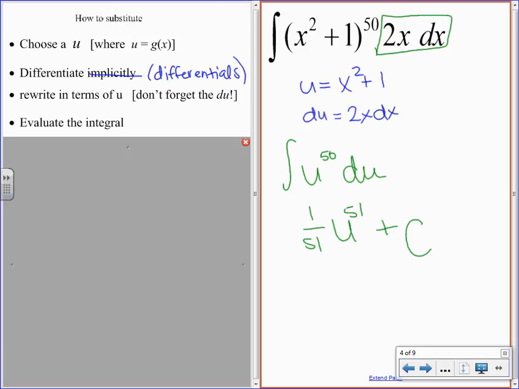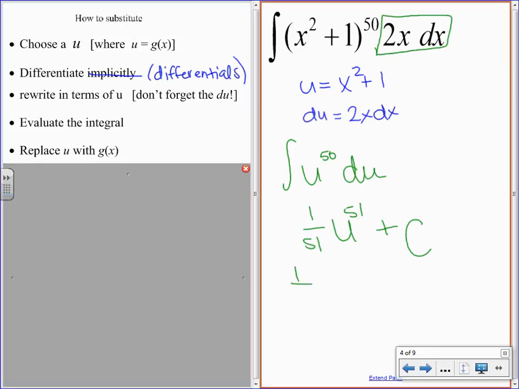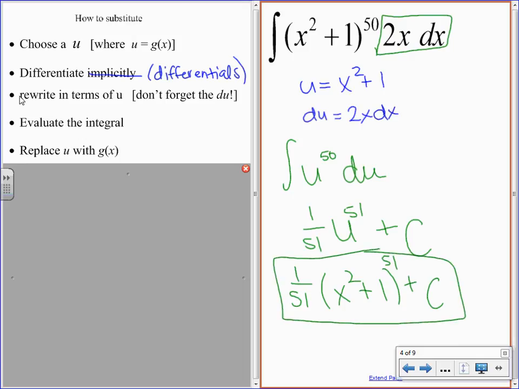Now, our original problem was in terms of x's, which means your answer should be in terms of x's. So now we need to replace our u with whatever our original function was. That is how we do u substitution. It just looks like we just raise that to the power and put it outside and then take out the 2x dx.